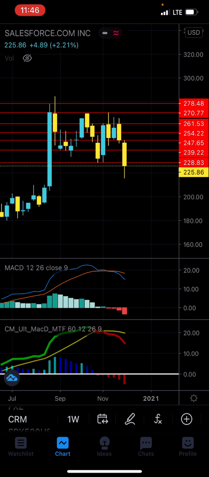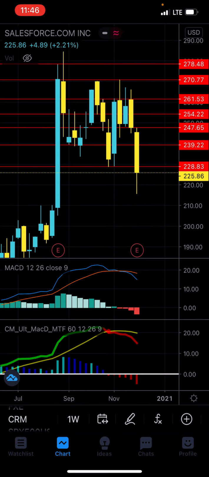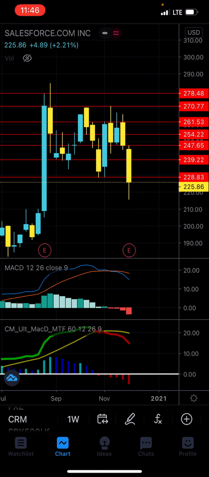The MACD, that's all it tracks, right? It just tracks momentum, and that's usually what I play. There's no other instance of that, right? But let's get into Salesforce.